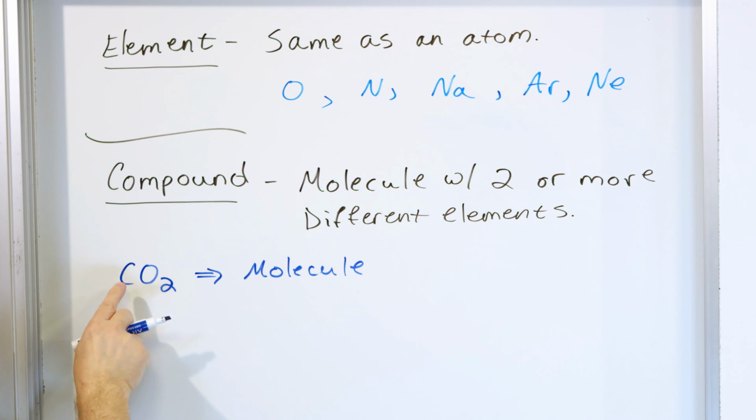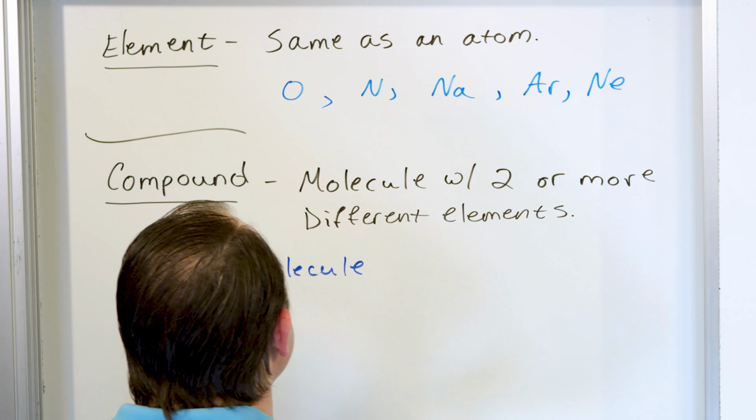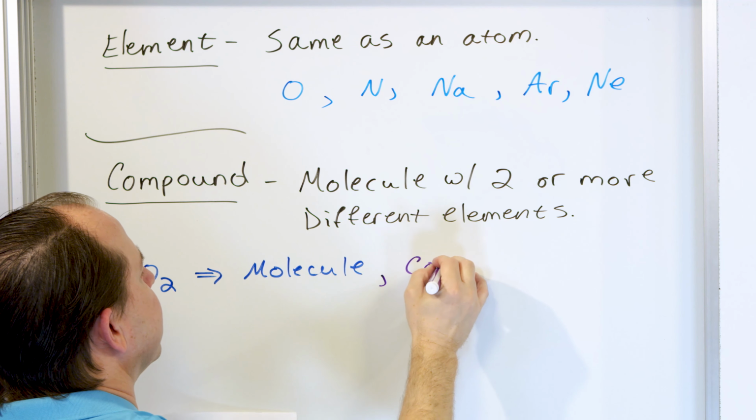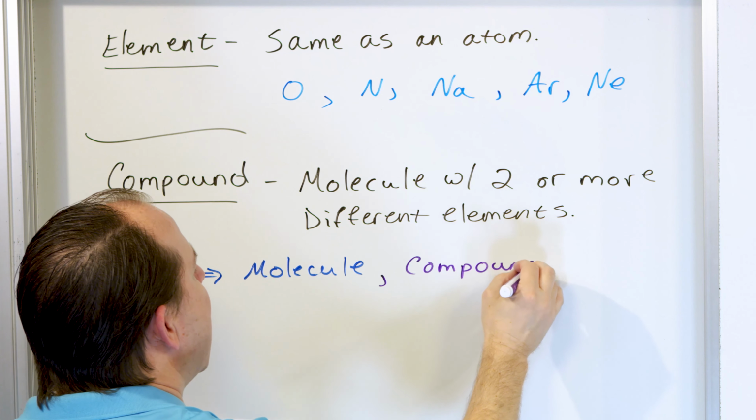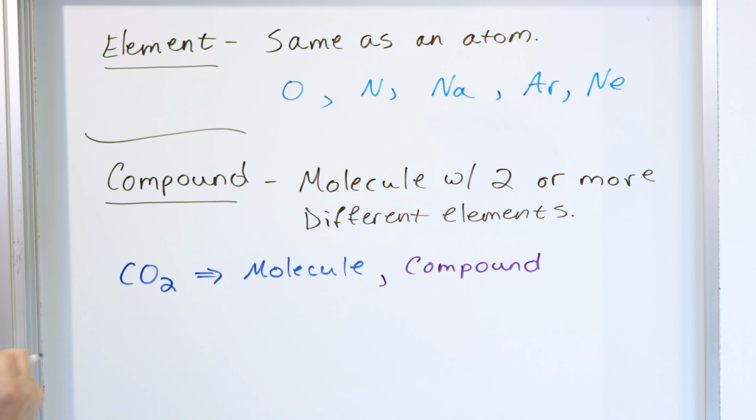How is it a molecule? Because it's two or more things that are stuck together. Anytime that happens, it's always called a molecule. But this is also called a compound. Why? Because these two elements that came together were different. When they're different, we call it a compound, right?